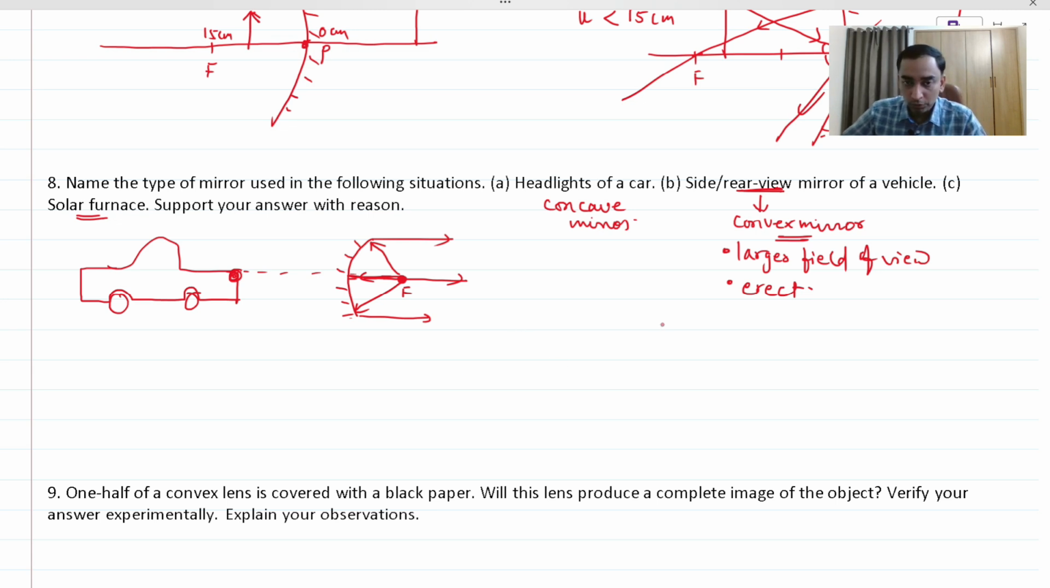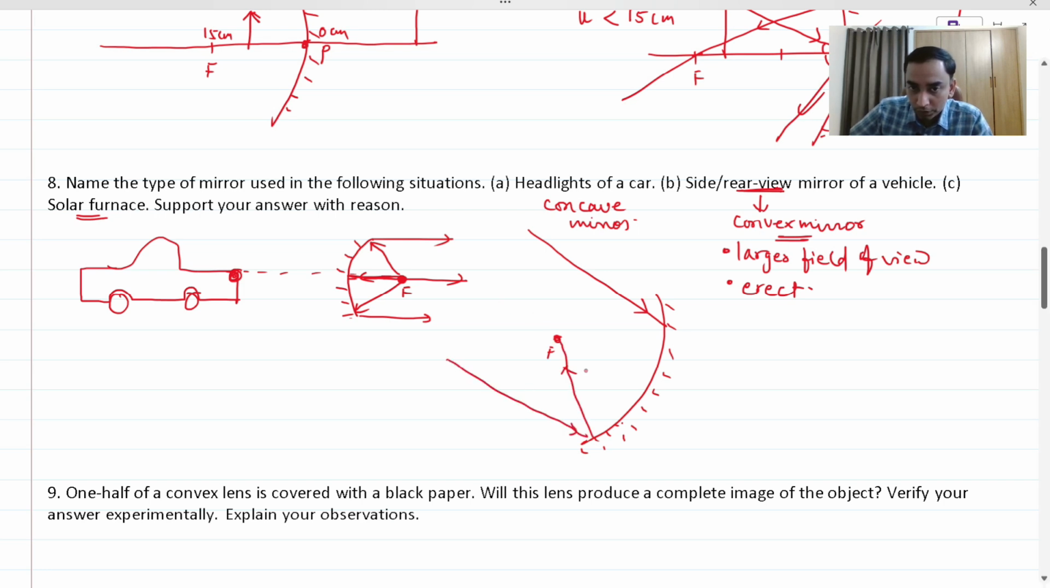The third is the solar furnace. Again, in the case of a solar furnace, we take a huge concave mirror like this, and we know that this point is the focus. And then from the sun, all the rays of light will come parallel and then they will meet at the focus.